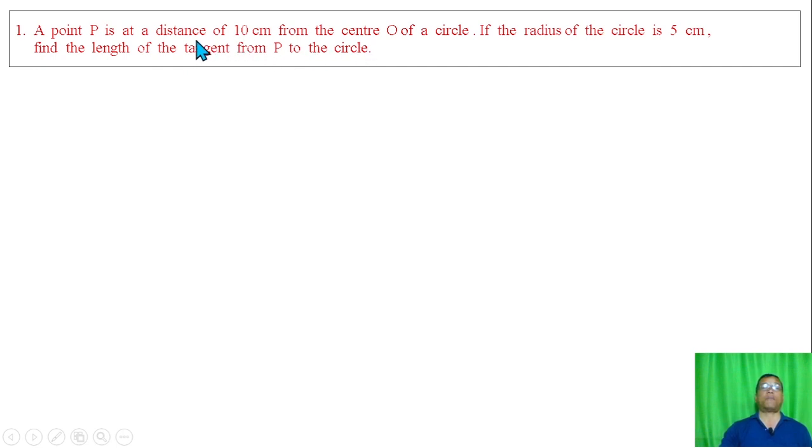If the radius of the circle is 5 cm, find the length of the tangent from P to the circle.